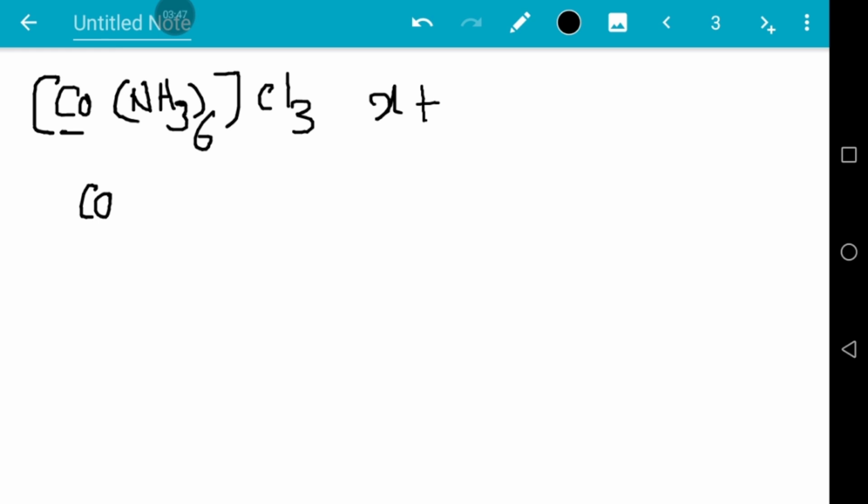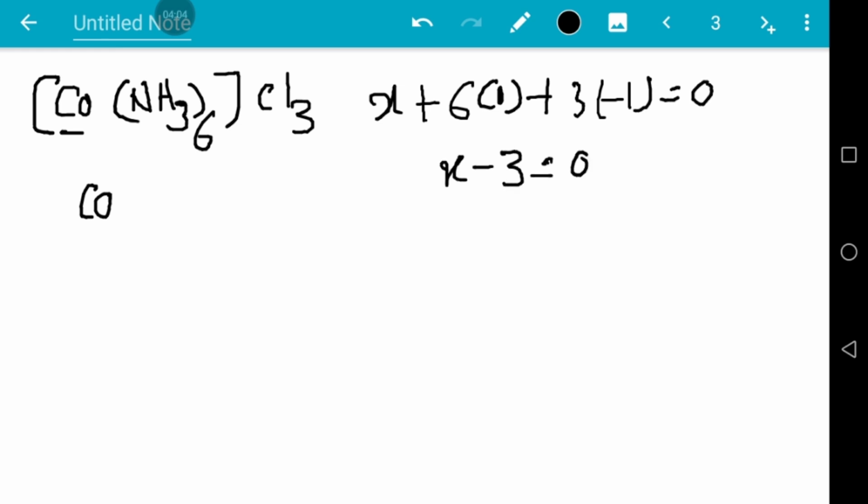Each ammonia has zero charge only, so totally 6 ammonias, 6 into 0, plus each chlorine is minus 1, so 3 into minus 1, equal to 0. So x minus 3 equal to 0, so x equal to 3. So that is the oxidation state of cobalt. Cobalt plus 3 is the oxidation state.